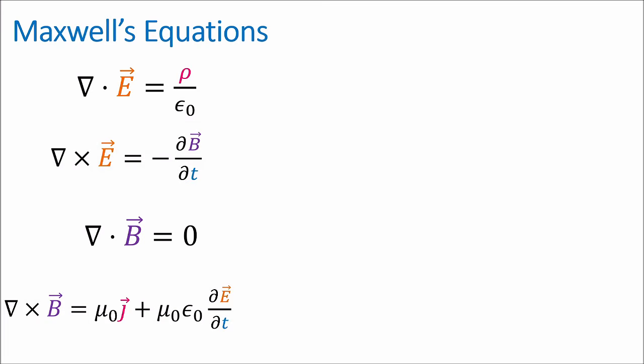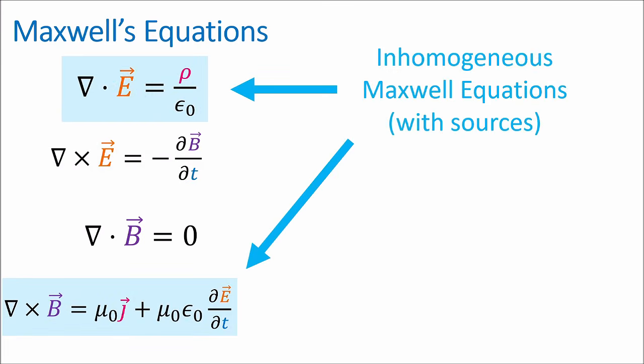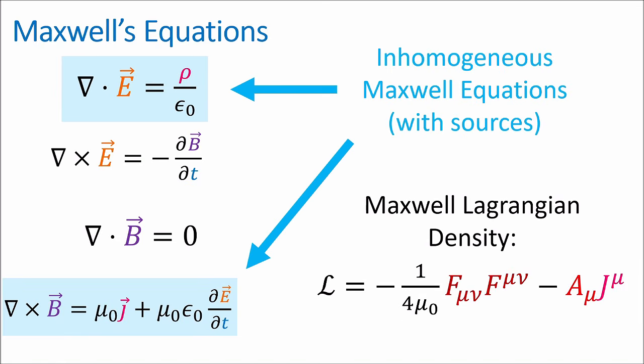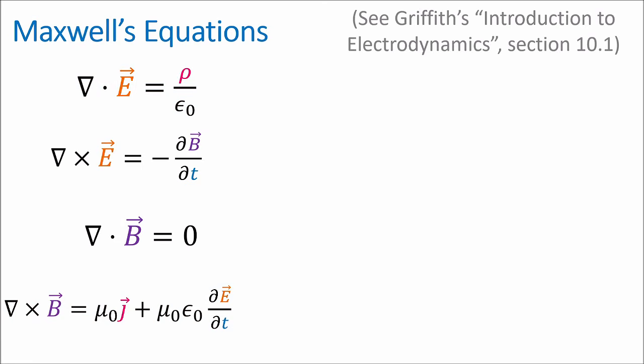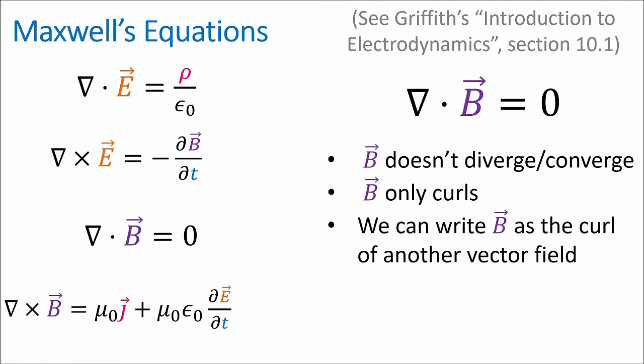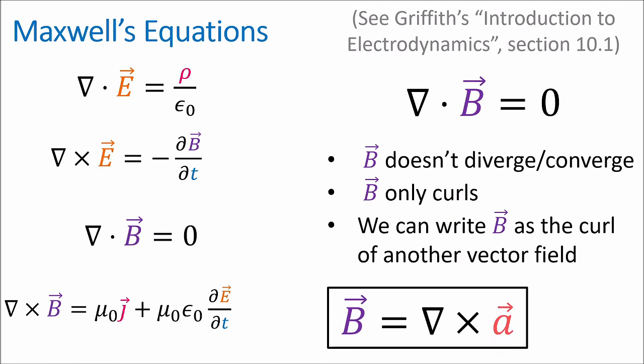Now, the two Maxwell equations with charge or current sources are called the inhomogeneous Maxwell equations, and it's possible to derive these from a Lagrangian density. To see this, we'll have to spend a bit of time discussing the properties of the Maxwell equations. First, this equation tells us that the B field doesn't diverge or converge, which means B can only curl. This means we can write B as the curl of another vector field, which I denote as lowercase a. This is the magnetic vector potential.